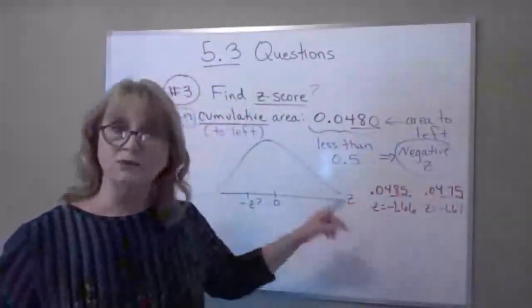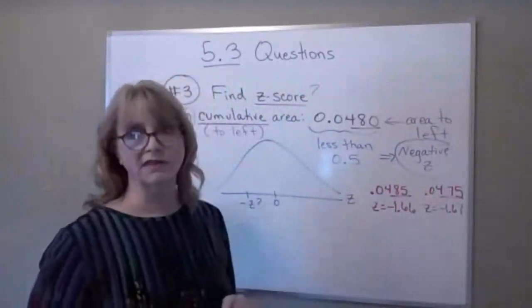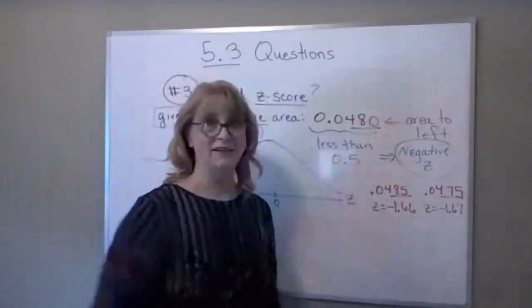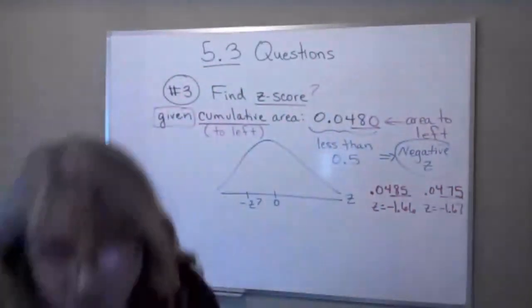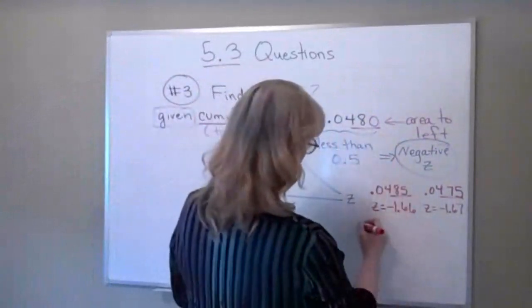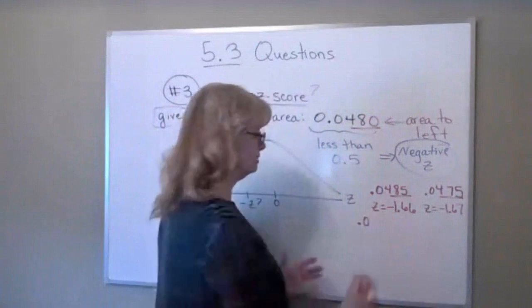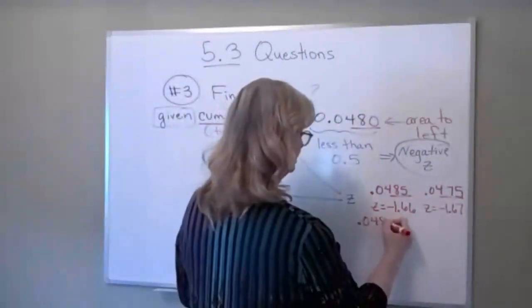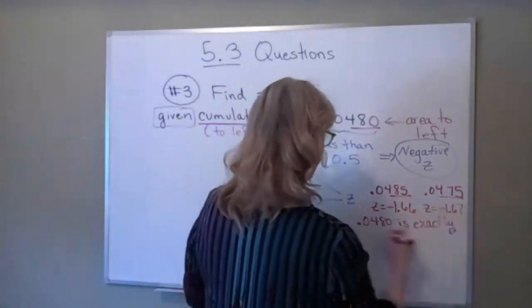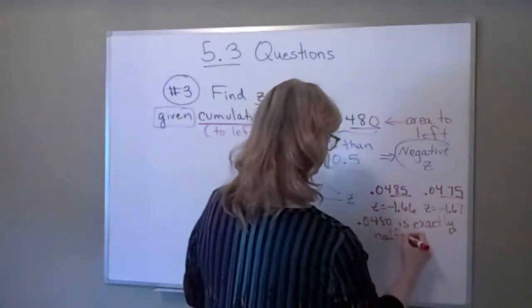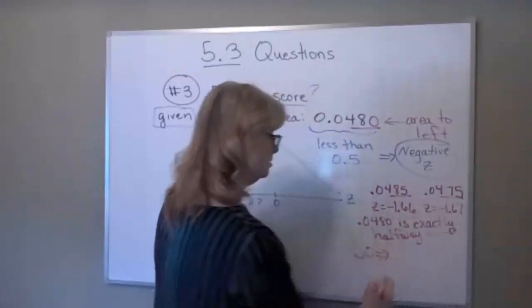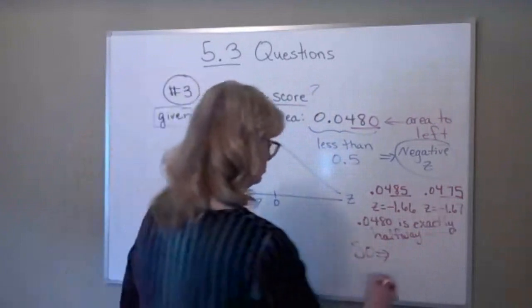If one of those areas were closer, I would take the z-score for that one. But since 0.0480 is exactly halfway between those, what I'm going to do to get my answer is average. So this area, let's write this down. If you, in your notes, you can put this. 0.0480 is exactly halfway. So we're going to average the two z-scores.